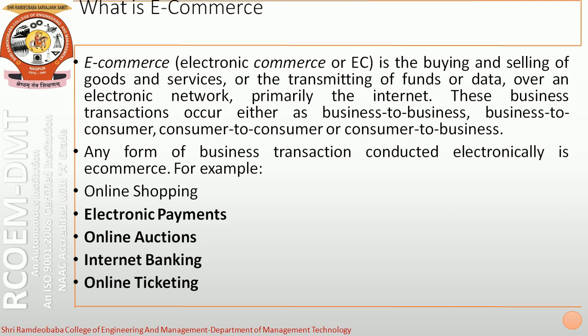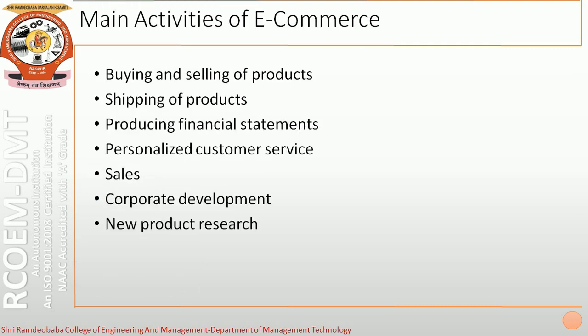So, any form of business transaction conducted electronically is e-commerce. So, for example, online shopping, electronic payment, online auctions, internet banking or online ticketing. All these will come under the arena of e-commerce. And now, what are the main activities of e-commerce? Is it only buying and selling of product, or does it have a wider scope?